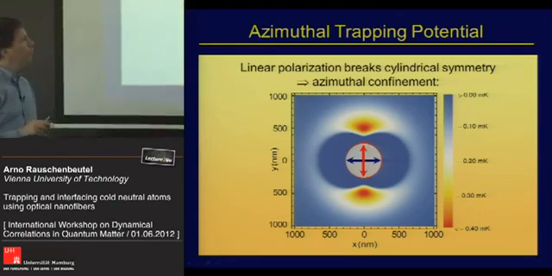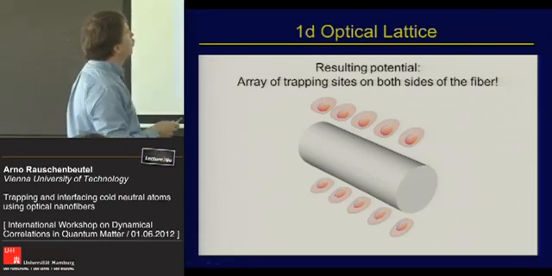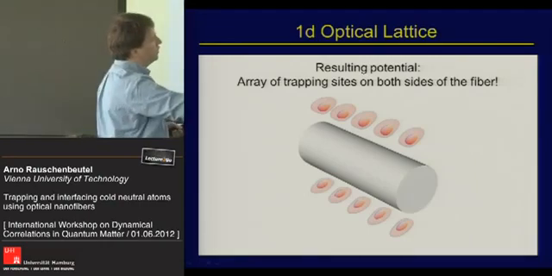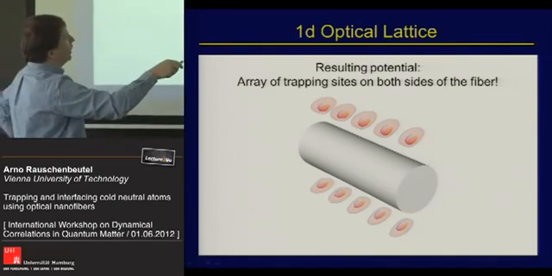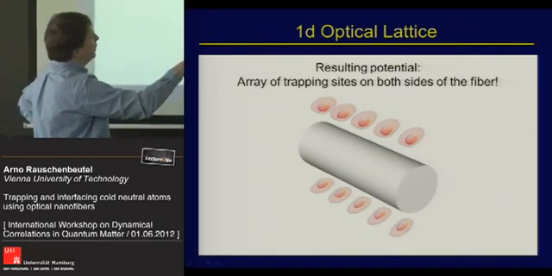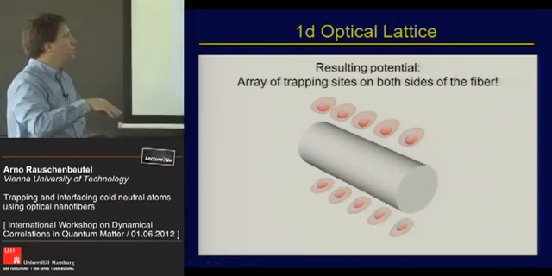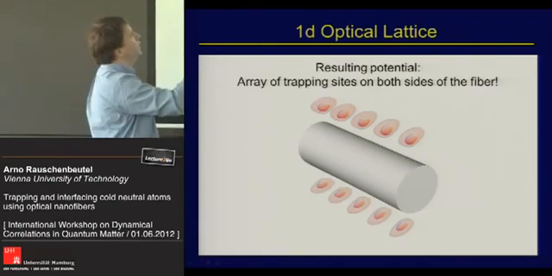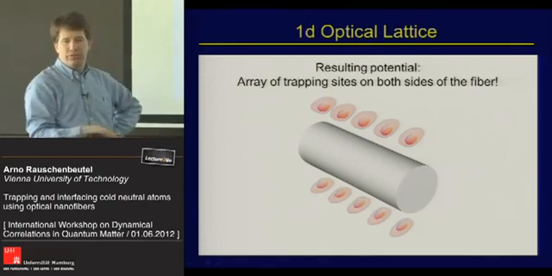So the overall view of the trapping potential we then realize is shown here. Here everything is to scale, so this is a 500 nanometer diameter fiber, and what is shown are equipotential surfaces 40 microkelvin and 125 microkelvin above the trapping minimum. And what we obtain is a one-dimensional optical lattice above and below the fiber.